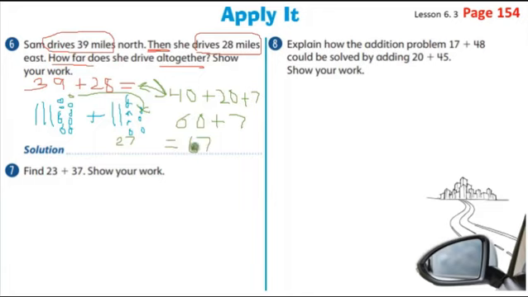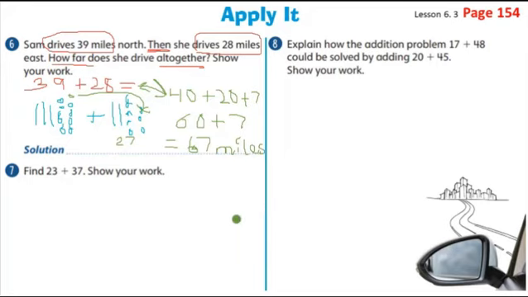Let's make that 6 a little bit better. Miles. There you go. So 67 miles altogether. Let's take a look at number 7. Hopefully you've done this already.